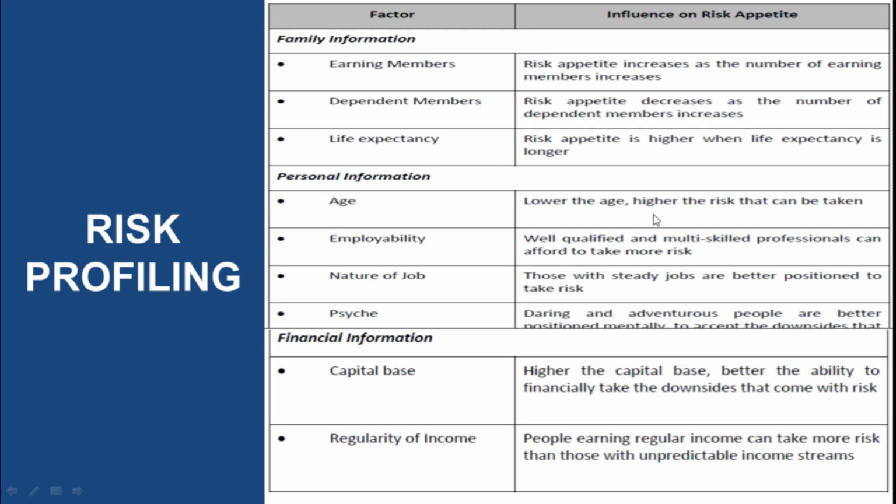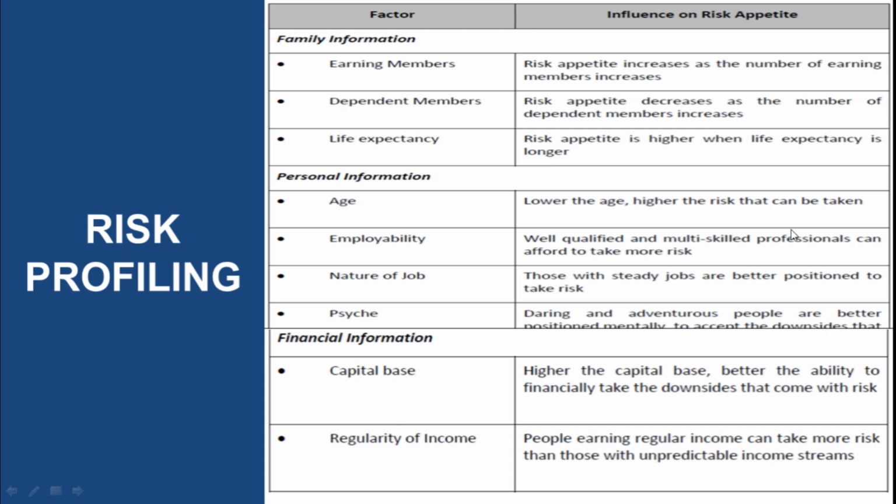Age: the lower the age, the higher the risk that can be taken. The same logic, when you are young, you can take higher risk because you do not have so many dependents on you. But as the age passes by, you have so many financial goals coming nearby. There are children, your spouse, your family members. So the higher the age, the more the responsibility, so you won't be able to take much risk in your investment. But the lower the age, the fewer the dependents, you will be able to take higher risk in your investments.